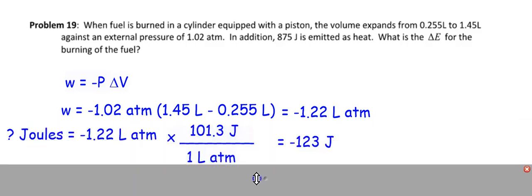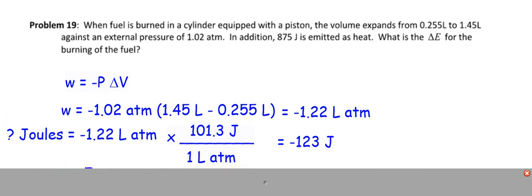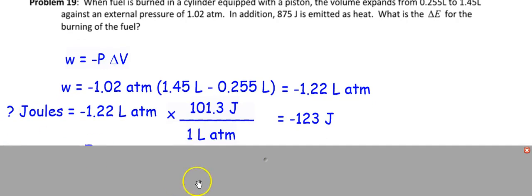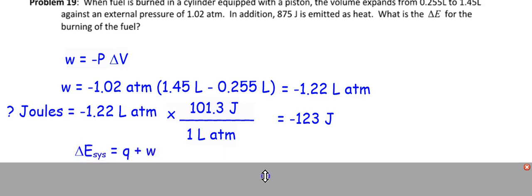And then I need to convert it to joules. Why did I have to convert it to joules? Because you have to add apples and apples, all right? You can't add apples and oranges. I have to have the same unit in order to add these two numbers together. So delta E of this system is Q plus W.